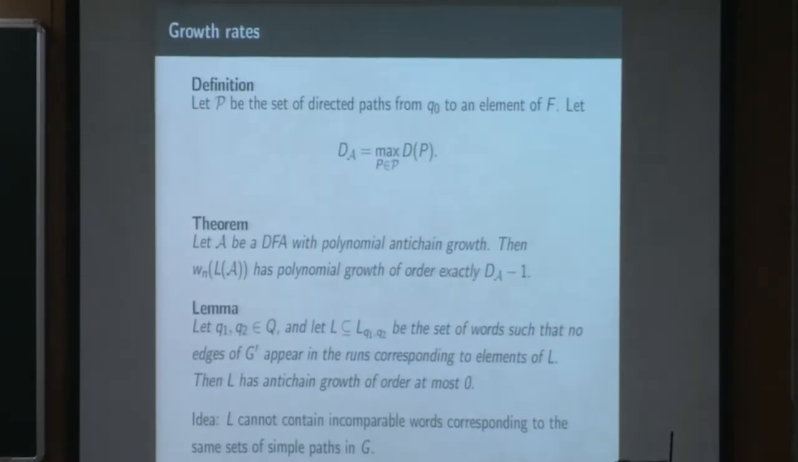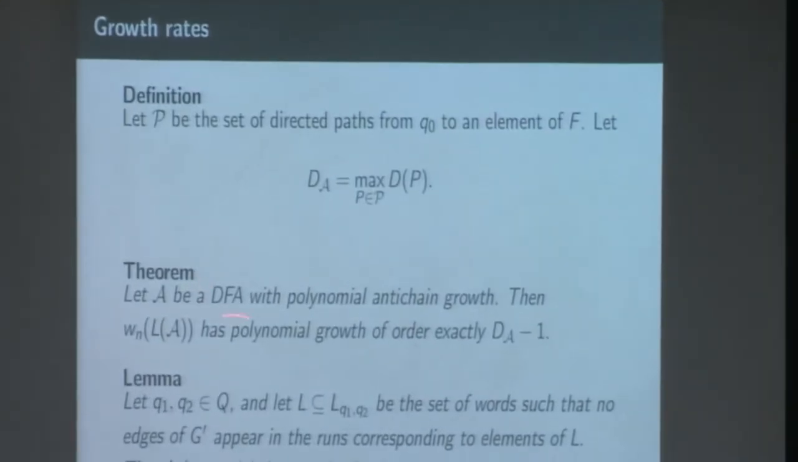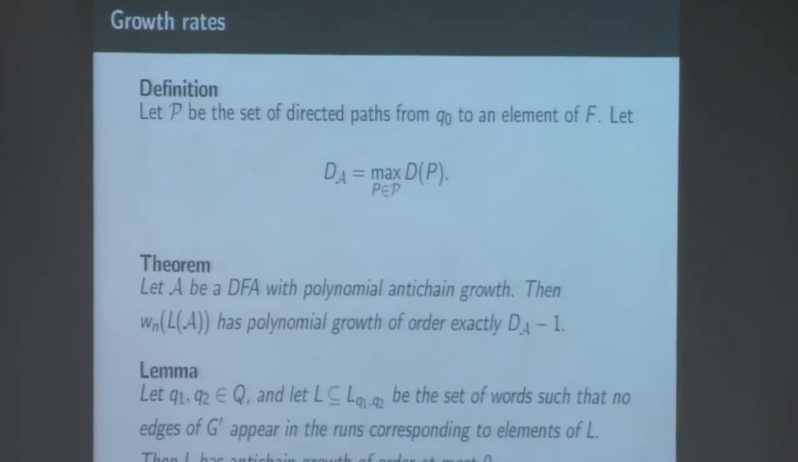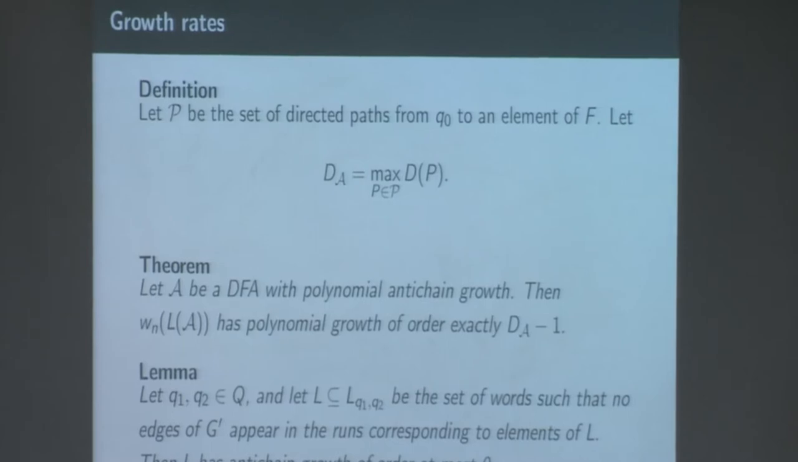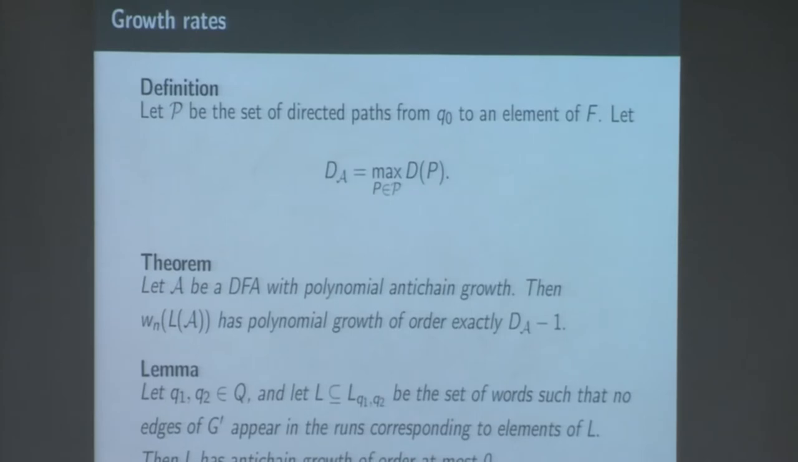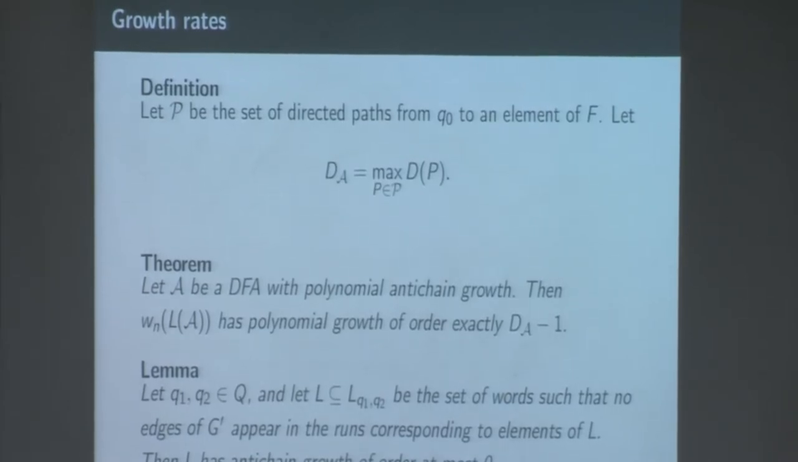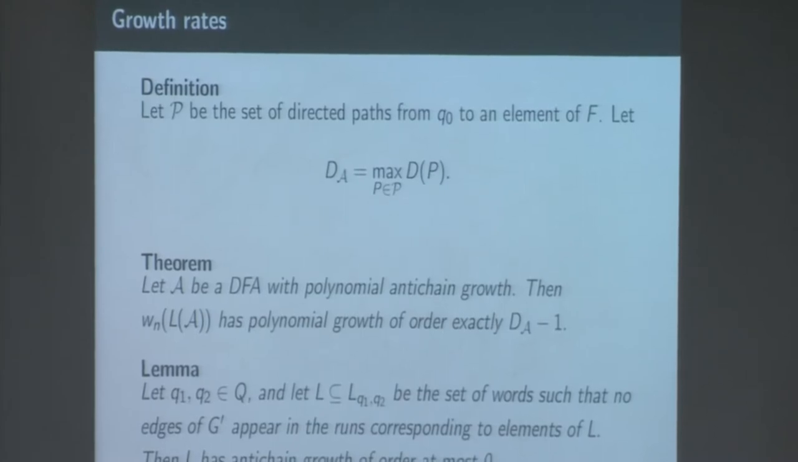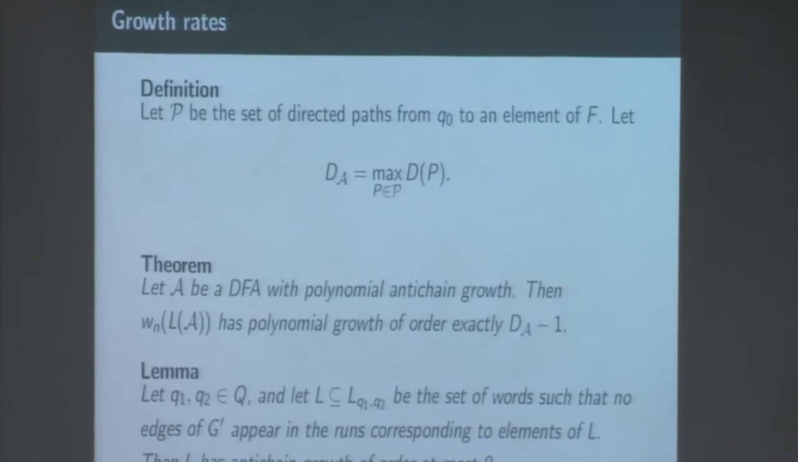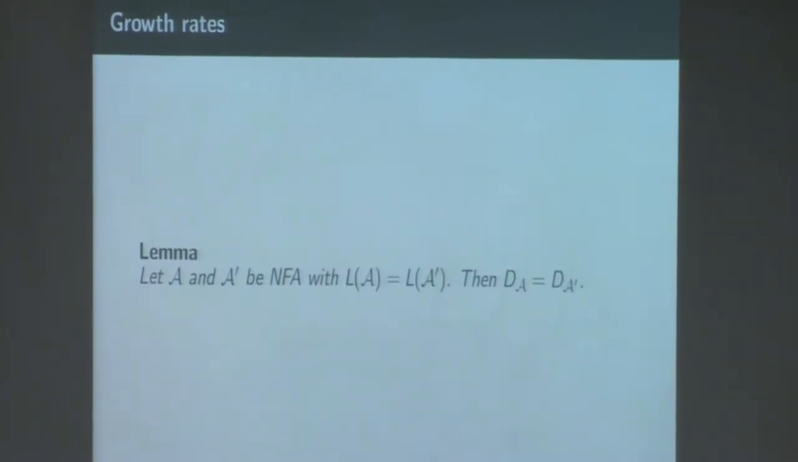Okay, so that tells us what we want to do for DFA. Now we'd like to prove this also for NFA. And the way you prove that is maybe a bit surprising. You don't do it directly, but you recall that this quantity D_A is well defined for both DFA and NFA. We just haven't shown that for NFA it corresponds to antichain growth. So the way we prove that is we show that this is actually a property of the language. So if I have two NFA which generate the same language, then this quantity is the same for both.